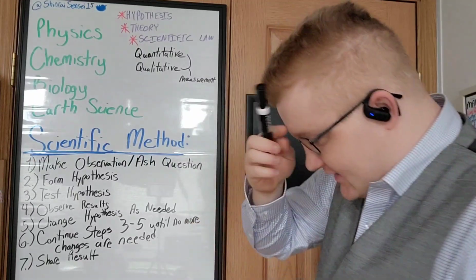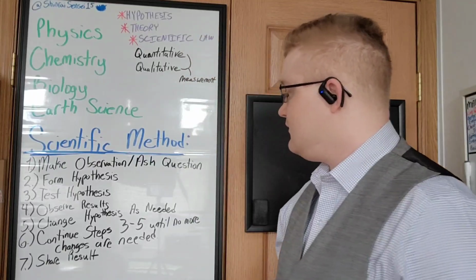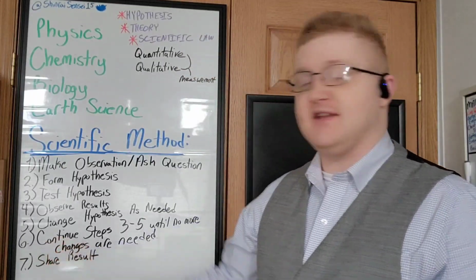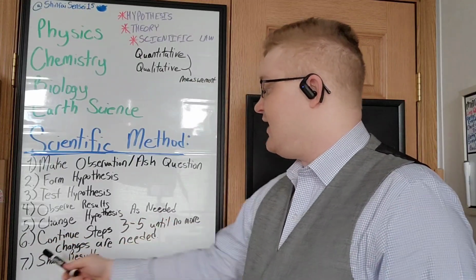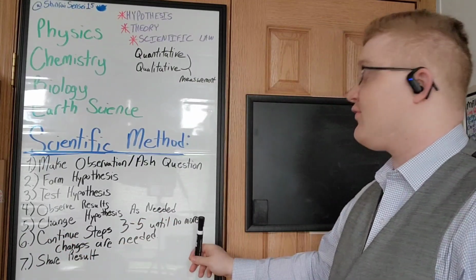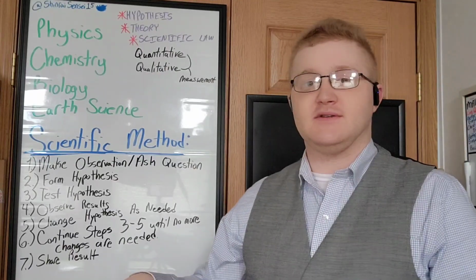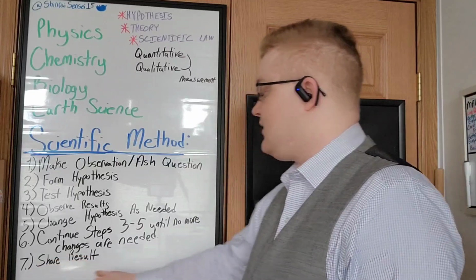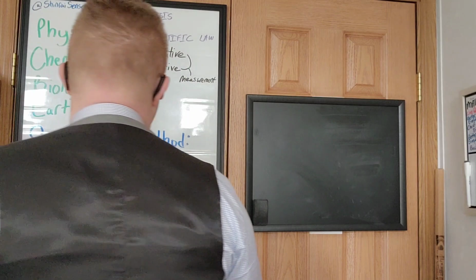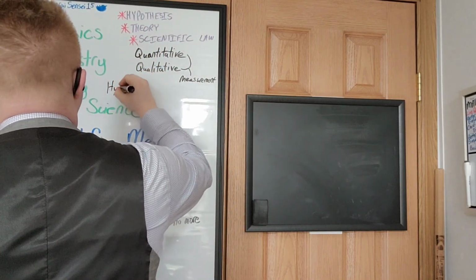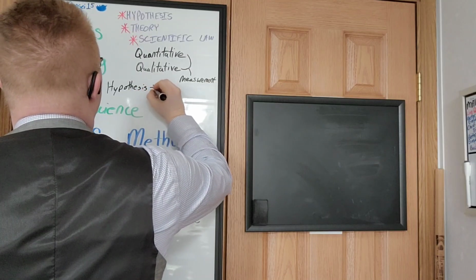Now we change the hypothesis as needed, and eventually we can continue. This is the other one, you know. Steps 5 and 6 are very important. You change the hypothesis as needed, and then step 6, you continue steps 3 through 5 until no more changes are needed to the hypothesis. And then step 7, you share the result. At the end of the scientific method, the goal is to go from hypothesis to theory.